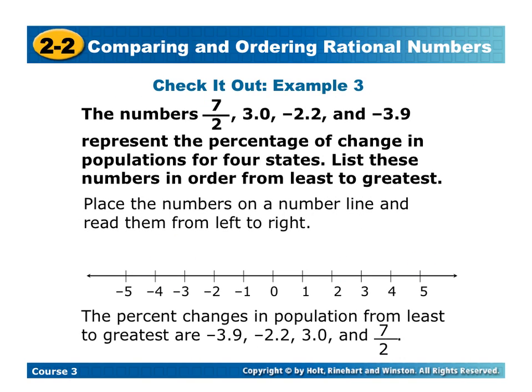So now it's our turn. It's the same idea. We're going to order the numbers 7/2, 3, -2 and 2/10, and -3 and 9/10 as a percent of change for 4 states. We're going to list these numbers in order from least to greatest by placing them on a number line.